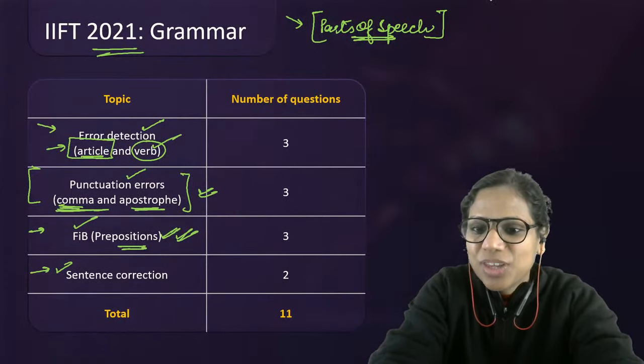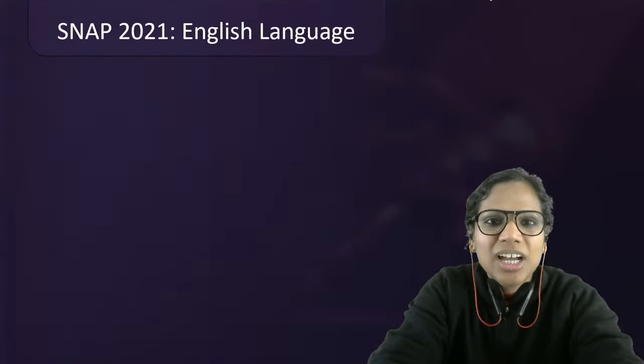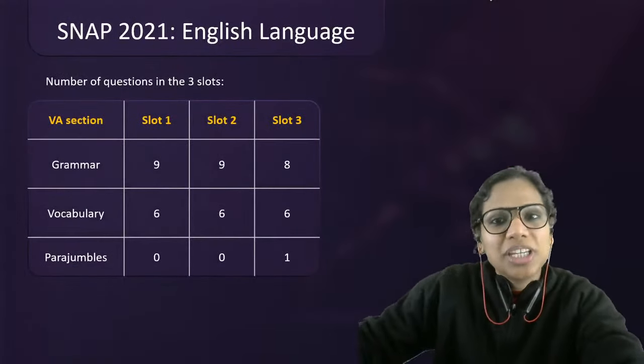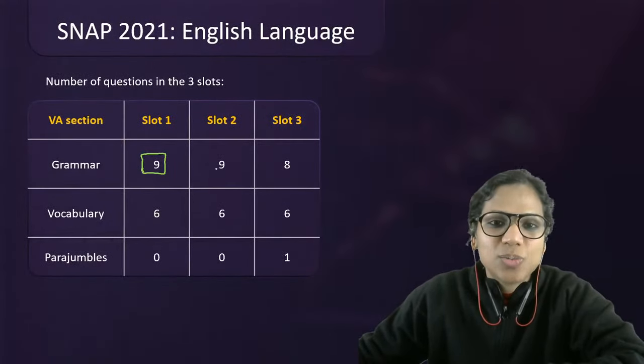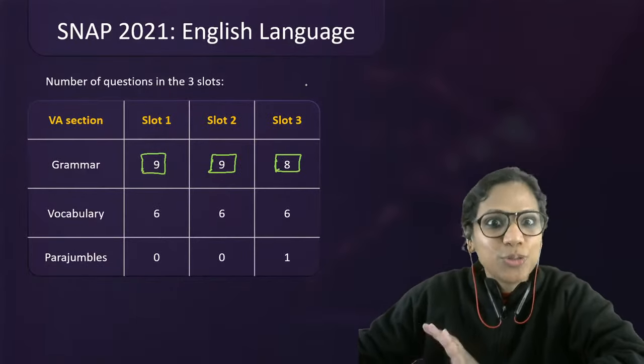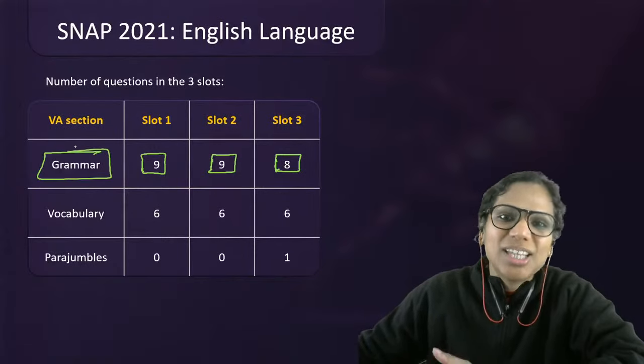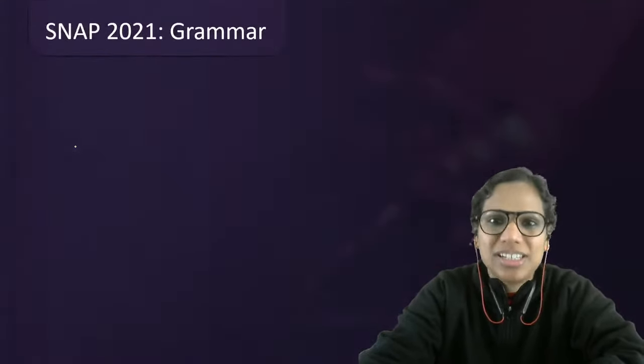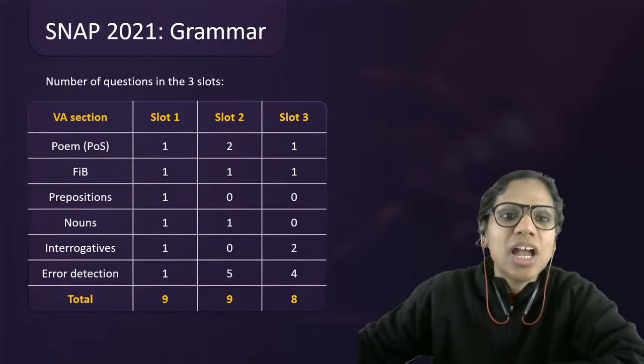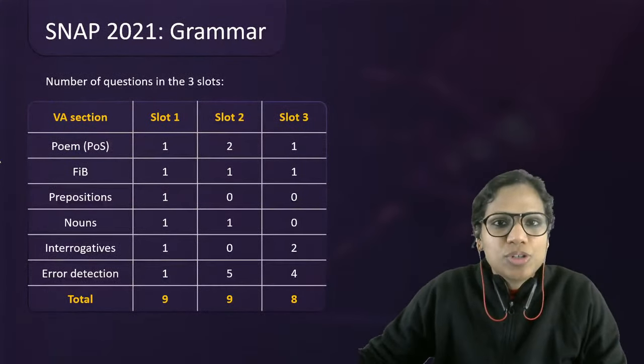Right. Okay, so let's have a look at SNAP now. How many questions of what type, what all areas were covered? 9 questions, 8 questions. So out of 15, if 8 questions are from grammar, then you yourself realize how important it is. Yes? Now, what all types of questions?